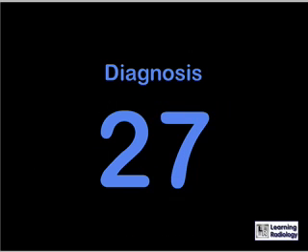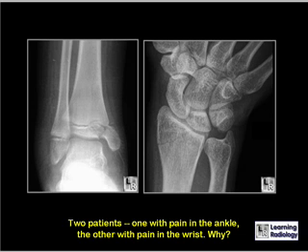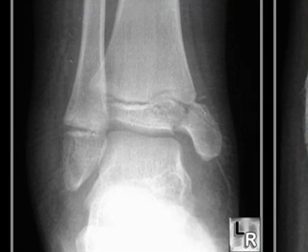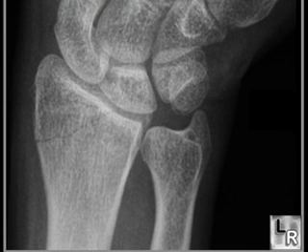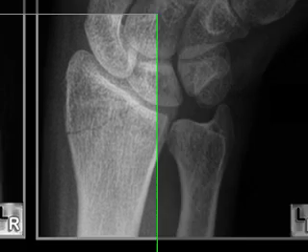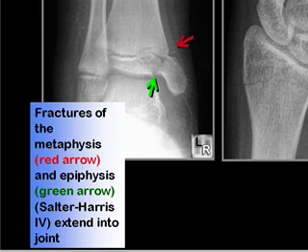There are two patients, one with pain in the ankle, the other with pain in the wrist. Why do they have pain? Well, the patient with pain in the ankle has a fracture that extends from the epiphysis through the epiphyseal plate and includes a portion of the metaphysis, shown by the red arrow. This is a Salter-Harris fracture, since it is a fracture through the epiphyseal plate, and this is a Salter-Harris 4 fracture. These are associated sometimes with a poorer prognosis because of angular defects that are produced when they heal.